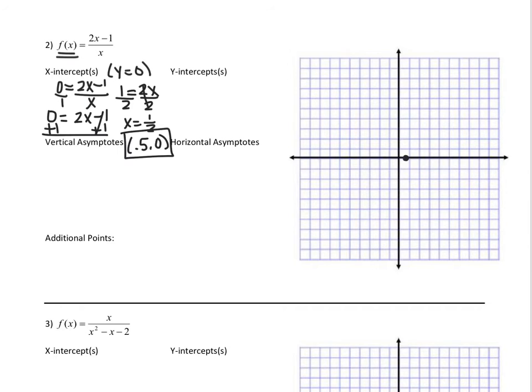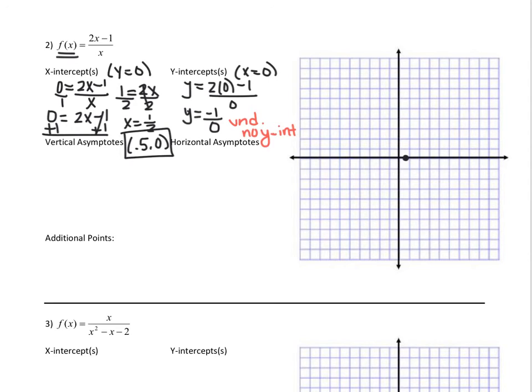A y-intercept occurs when x is equal to 0. So y equals 2 times 0 minus 1 over 0. So that becomes y equals -1 over 0. Now this should be a red flag. You can't divide anything by 0, so this is undefined. So that means there is no y-intercept. Okay, so we still only have our x-intercept over here, which is at 0.5, 0.